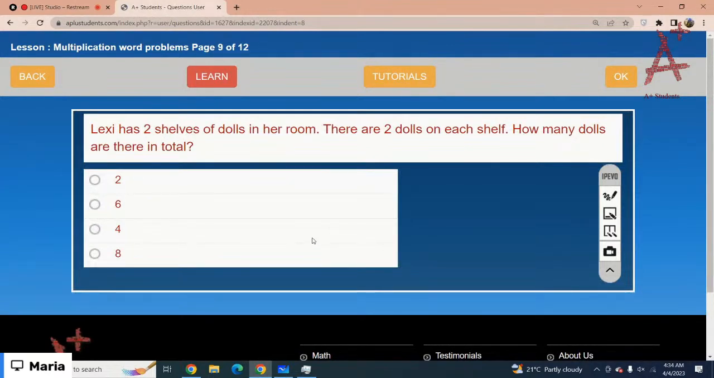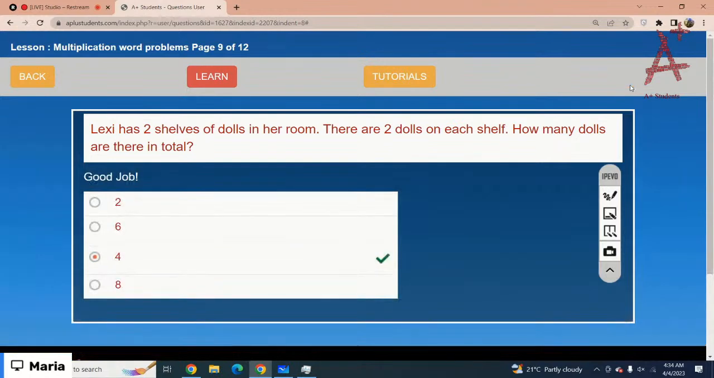Okay, Lexi has two shelves of dolls in her room. There are two dolls on each shelf. How many dolls are there in total? Yes, that would be four dolls because you have to do 2 times 2. So 2 times 2 makes 4. Got it? Okay, very good.